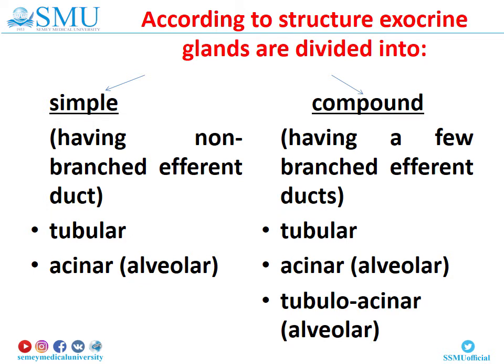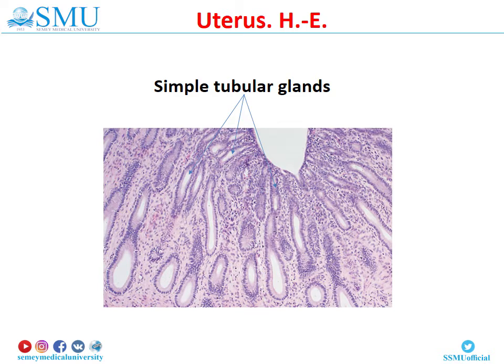According to structure, exocrine glands are divided into simple and compound. In simple exocrine glands, the efferent duct is non-branched, and according to shape they are tubular and alveolar. Compound exocrine glands have branched efferent ducts, and according to shape of these ducts they can be tubular, acinar, or tubular acinar. In this slide, you see section of uterus stained by hematoxylin, and here simple tubular glands are visible.